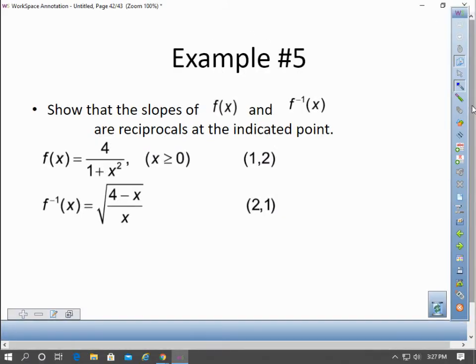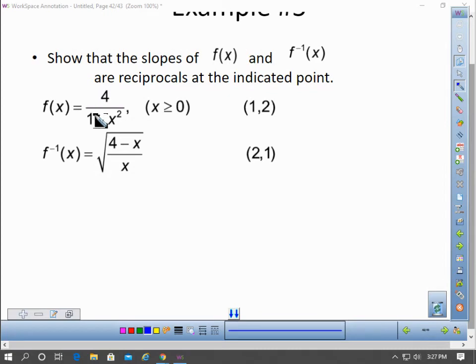So number 5 here. Show that the slopes of f and f, these are already f and f inverse, are reciprocals at the indicated points. So these derivatives are going to be a little bit harder to do, but let's trudge through it. Let's do it.